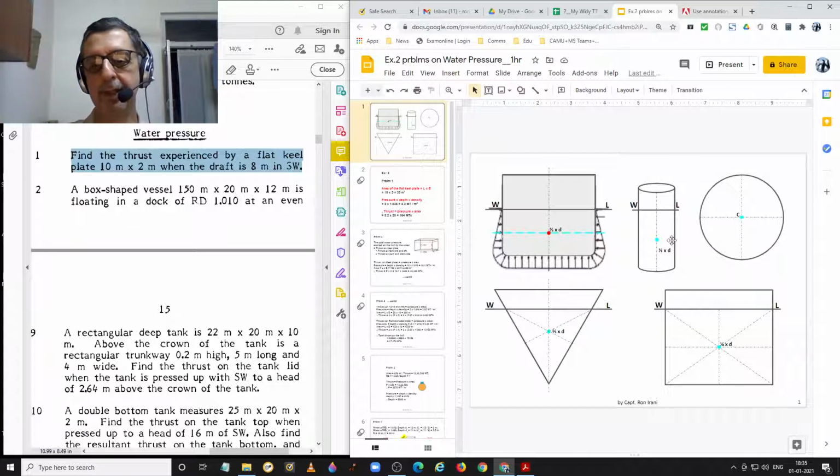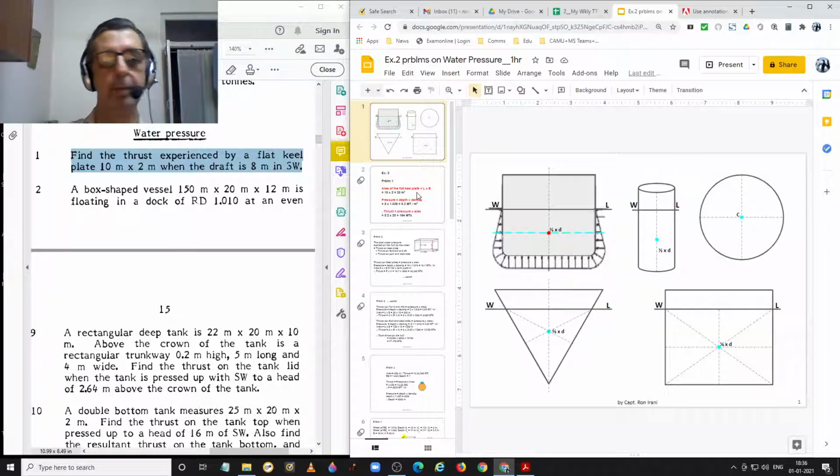If you take a cylinder, also it will be at half the draft. If you take a circle, it will be at the center of the circle. If you take a triangle with its apex downwards, it will be at 2/3 of the draft from the apex or 1/3 of the draft from the base. And if you take a box ship vessel, it will also be at half the draft.